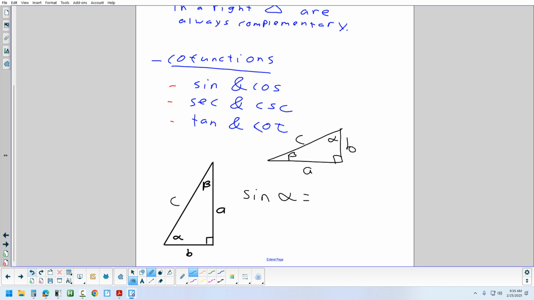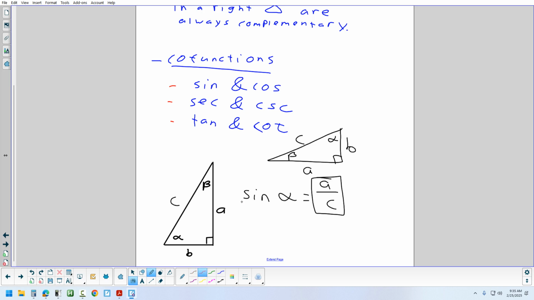A. Yeah. Go ahead, Jim. A is opposite and C is the hypotenuse. Yeah. So A is opposite and C is the hypotenuse. That's it. That's the answer. We don't know what A and C are, but we know that the sine of alpha would be A divided by C. Now, I'm going to make up another problem, but I'm going to make up something very specific.